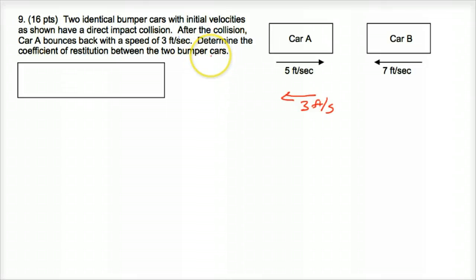Okay, so let's see if I've read through this again. We don't know, or it's not given, the velocity of B prime. Let's go ahead and assume it's going to bounce back that direction. They're identical cars. So, by asking about coefficient of restitution, that tells us it's probably not perfectly elastic. It's not perfectly inelastic. So, let's do conservation of momentum.